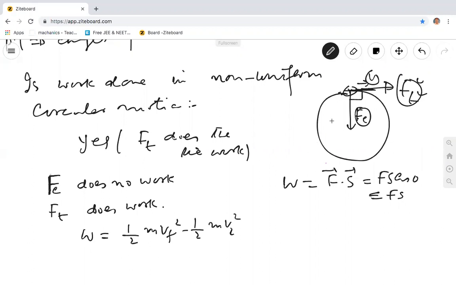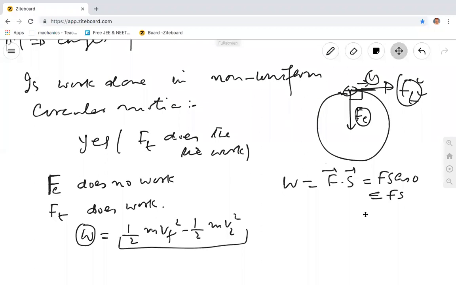If kinetic energy increases, then work is being done. But now the question is, who does the work? This Ft does the work, because Ft is the tangential force. It increases the speed, and when speed increases, definitely work is being done. That's all. Please note these points; they're very important points.